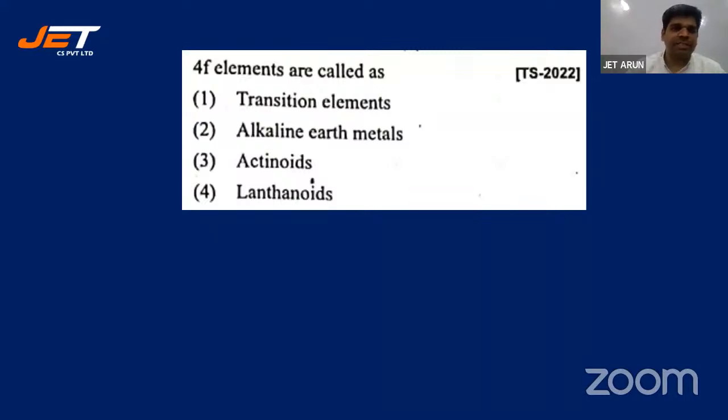4f elements are called what? Transition elements, alkaline earth metals, actinoids, lanthanoids. Irfa Fatima says 4, Siddheksha says 2. Sija says 4. Pranavi says 4. Pavana says 4. Excellent. Good. The answer is actually 4.